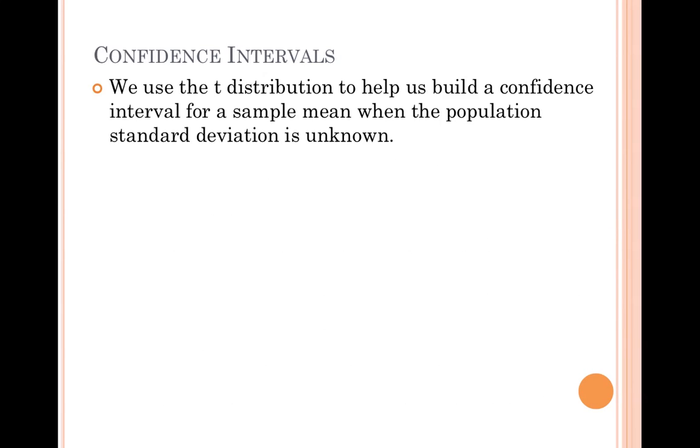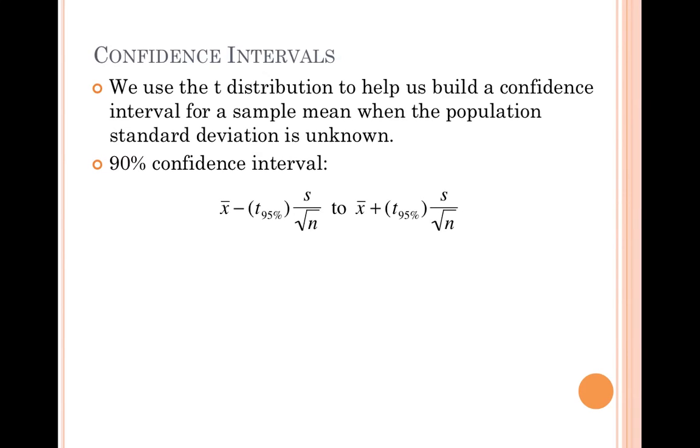Now, where this comes into play is the use of a chart that should be part of your notes this lecture. We use the t-distribution to help us build confidence intervals for sample means when the population standard deviation is unknown. Okay, the formulas. When dealing with a 90% confidence interval, it's a very similar formula as we had for the population standard deviation. Note that instead of sigma, we put an S in the numerator.